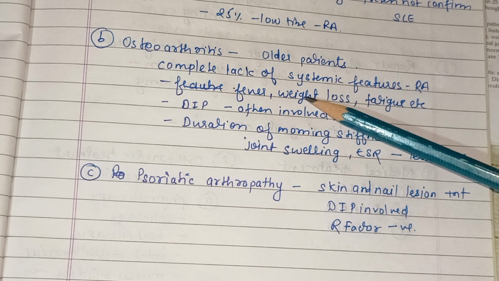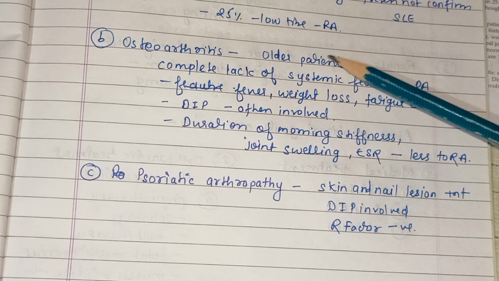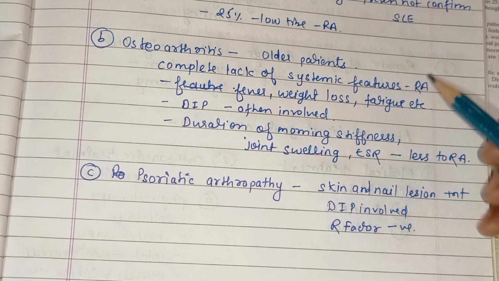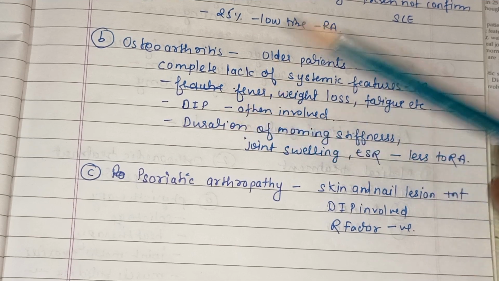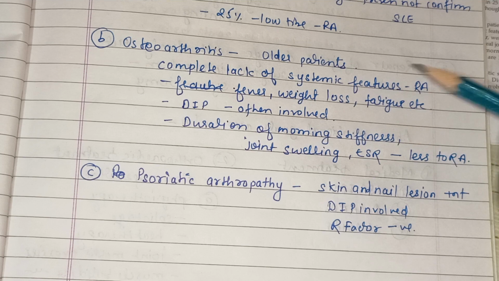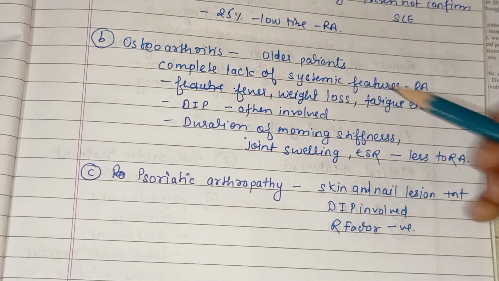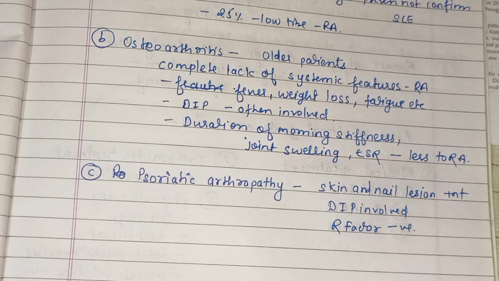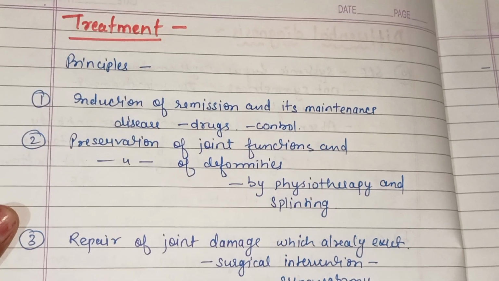Another two differential diagnoses are osteoarthritis and psoriatic arthropathy. Osteoarthritis is seen in older patients, with complete lack of systemic features like those found in rheumatoid arthritis, that is fever, weight loss, fatigue, etc. Here the distal interphalangeal joint is often involved. Duration of morning stiffness, joint swelling and ESR are less compared to rheumatoid arthritis. Now in psoriatic arthropathy, skin and nail lesions are present, DIP is involved, and rheumatoid factor is negative.